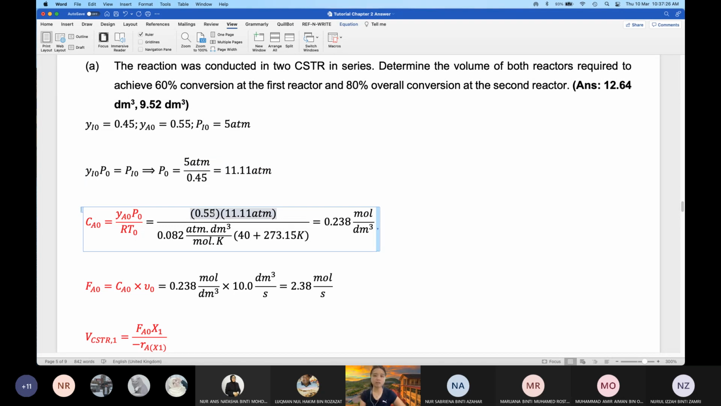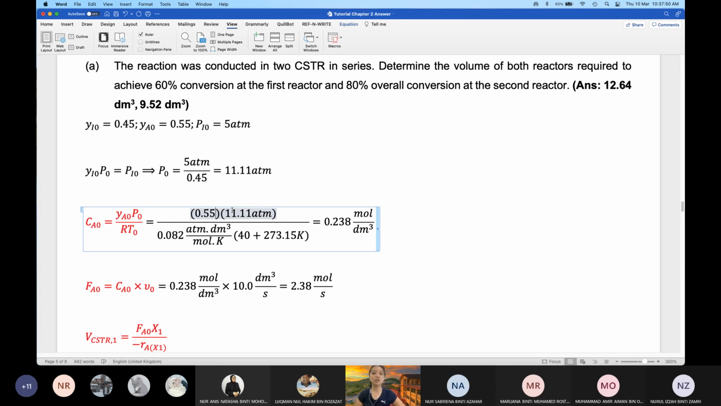PA0. Macam mana nak tahu? Darab silang lagi. 45% inert sama dengan 5 ATM. Kalau saya ada 55% A, berapa ATM? Darab silang je. So means 0.55 times 5 divided by 0.45, you get terus pressure A. That's also another way. Kalau kamu terus dapat pressure A, kamu terus ganti dengan PA0 tu. Kamu dah jangan darab dengan 0.55.